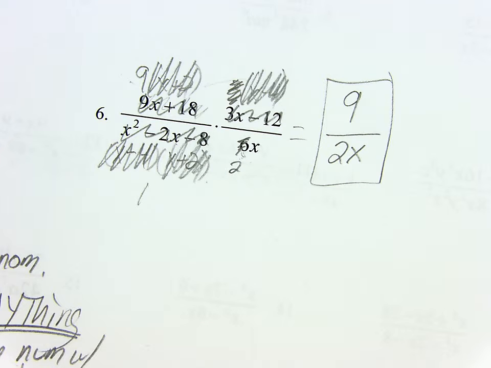Otherwise, you're going to get it wrong. And I would hate for you to do all the right work, and you literally get it wrong because you didn't see something that wasn't crossed out, or you crossed out something you weren't supposed to. Okay, so that's the general idea of multiplying. It's kind of fun, isn't it?